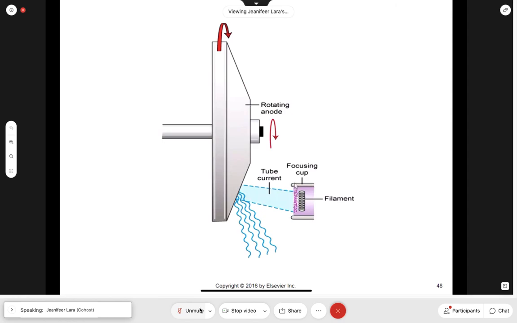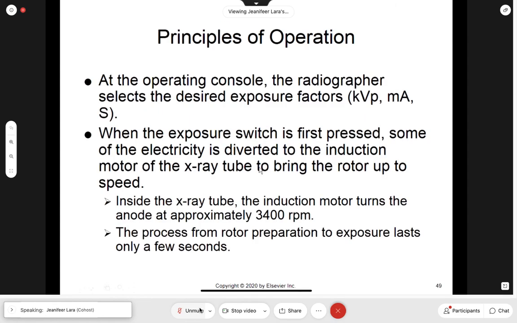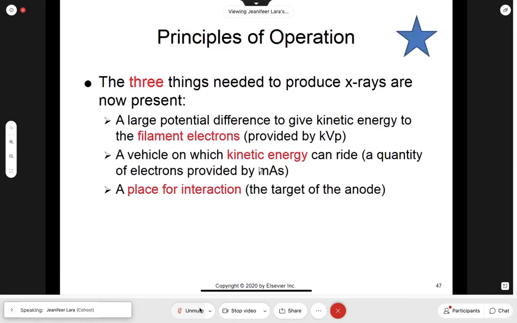Now, once we release the energy here, we stop the energy of the focusing cup simultaneously. We energize that positive anode, creating that attraction, or this word, potential difference. The attraction of the anode will attract these electrons to move into kinetic energy, or tube current, where they can collide with the anode. There we go.